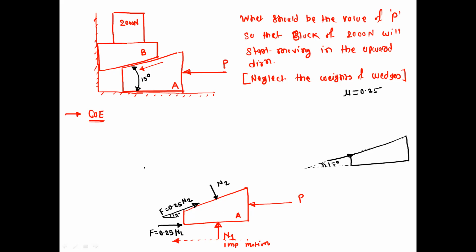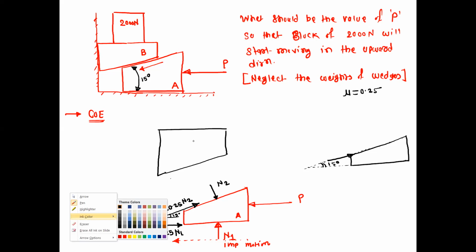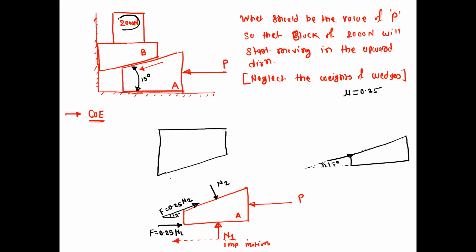Now we have to draw the free body diagram for the wedge B. So for the wedge B, the first force will be 2000 Newton, because the machine is in contact with the wedge B, and it is kept on the wedge B. Therefore, its weight, 2000 Newton, will act directly on the wedge B. So this is 2000 Newton. That is the machine load.